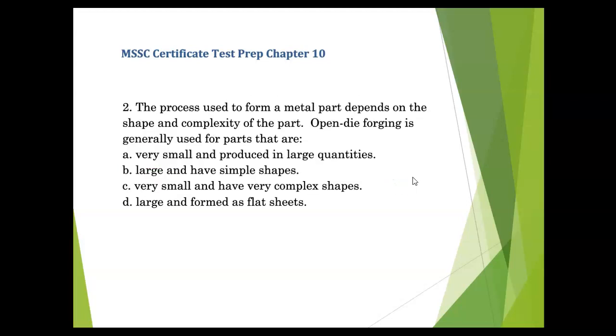The process used to form a metal part depends on the shape and complexity of the part. Open die forging is generally used for parts that are: large and have simple shapes. So open die forging would be generally used for parts that are large and have simple shapes.